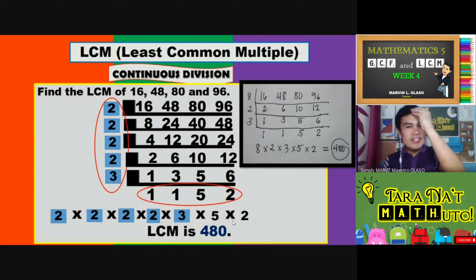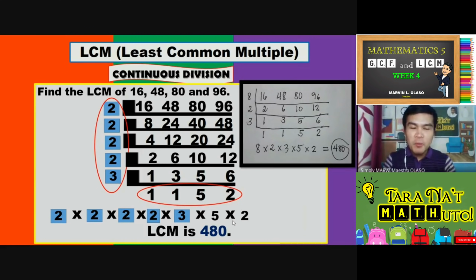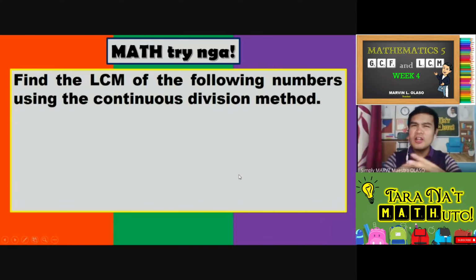So, this is another example of the solution. What if iba-iba yung mga factor na din-divide mo? Okay lang yon. Basta tama yung pag-divide mo, tama din yung pag-multiply mo. You will arrive with the same answer, 480. So that's it.